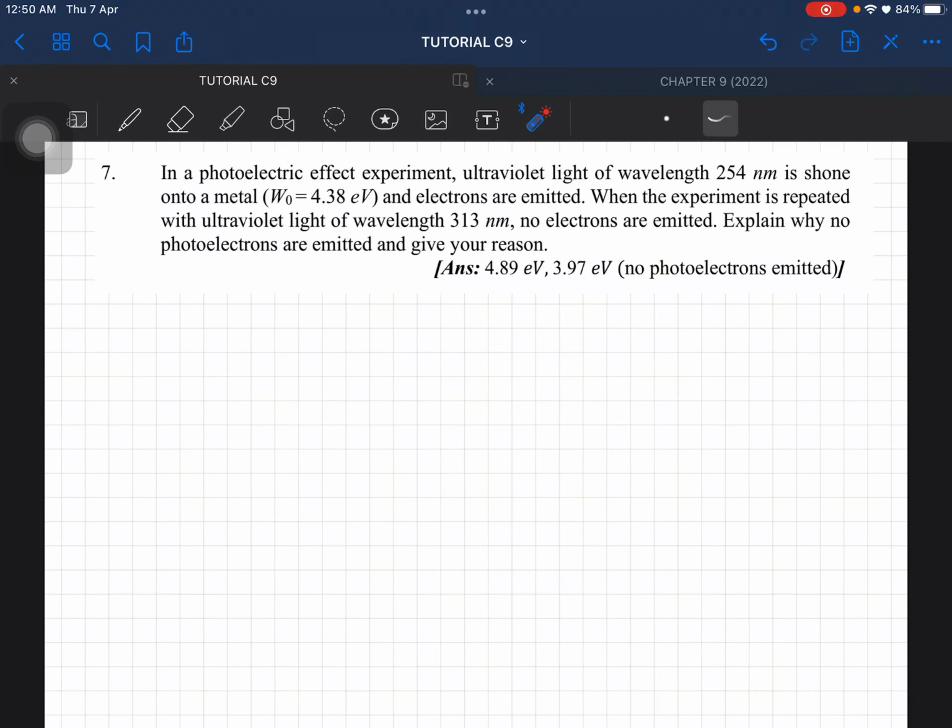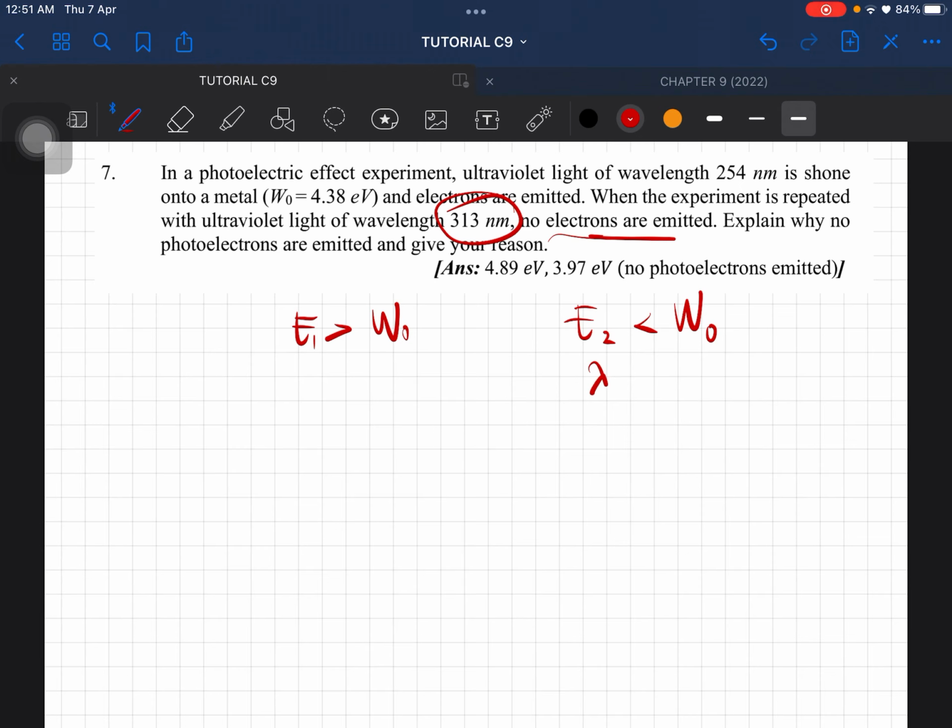Question 7. In a photoelectric effect experiment, ultraviolet light of wavelength 254 nanometer is shone onto a metal with a work function of 4.38 electron volt, and electrons are emitted. So this is telling us that the energy is greater than the work function. When the experiment is repeated with ultraviolet light of wavelength 313 nanometer, no electrons are emitted. So this is the first case. The second energy is less than the work function when the different wavelength is used.